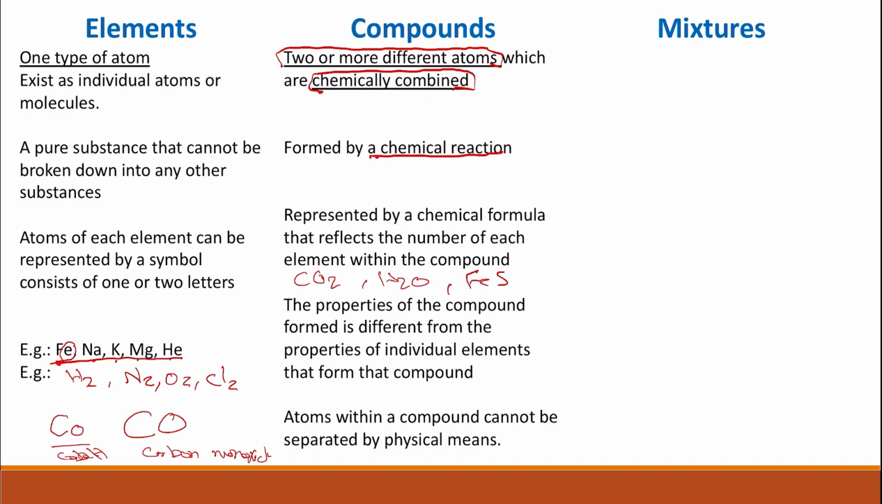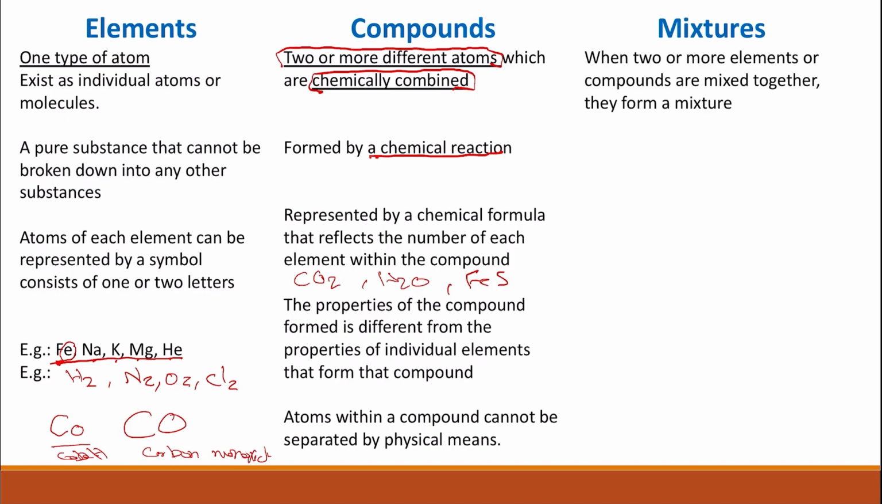Atoms within the compounds cannot be separated by physical processes because they are chemically combined, and if they are chemically combined, they cannot be separated by physical processes. And examples of the physical processes are filtration, crystallization, distillation, and so on. So you cannot use these processes to separate the different components or the different atoms in a compound.